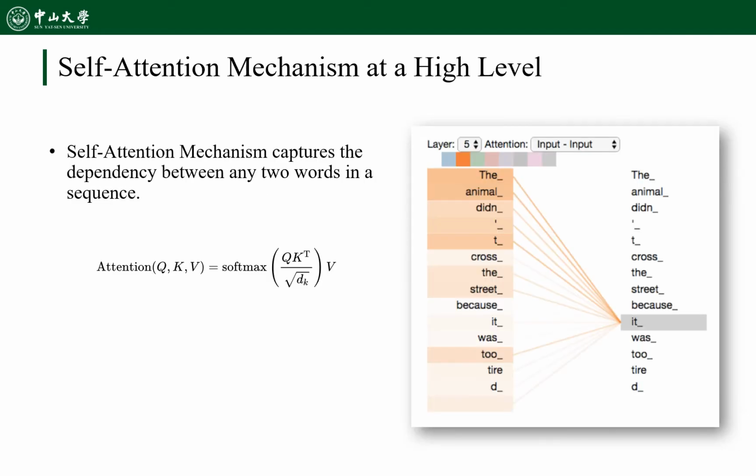The self-attention mechanism is a key idea of transformer-based models. As shown in the figure, for the word eat, the word the and the word animal are the most related words. At a high-level understanding, the self-attention mechanism can enable the learning of the relationship. It helps capture the dependency between any two words in a sequence.